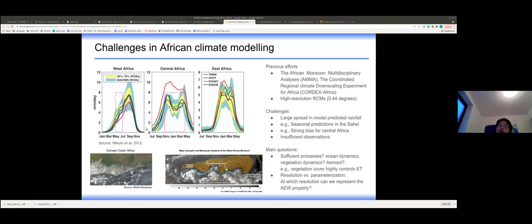So this is another example to show how the mesoscale phenomena are important to the climate. And also if we cannot resolve, for example, the AEW, the African easterly wave, we probably underestimate, or we cannot simulate the position of the monsoon correctly.